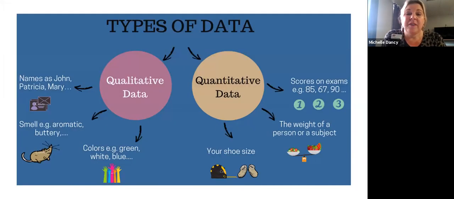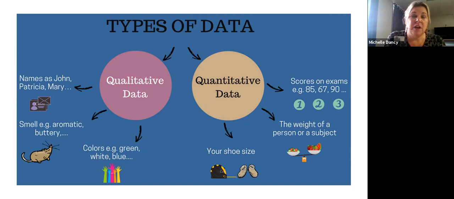Okay, so we've got two main categories, qualitative and quantitative. Think about those words. Qualitative as in quality, a quality or a characteristic of something. Names, smells, colors. Quantitative data, quantitative, quantity: scores on your exams, a 90, a 70, a 100, the weight of a pair of shoes, okay, your shoe size, what size shirt you wear.